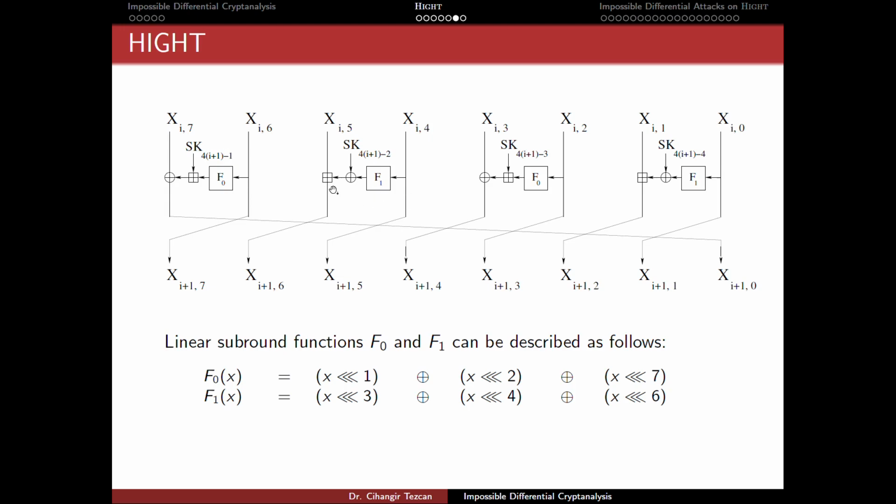Since you are mixing the modular addition with the XOR operation, if you have differences in terms of XORs, then those differences would behave differently after this modular addition. So the nonlinear operation in this cipher comes from modular addition. As you can see, this is a very simple design. This is why we call it a lightweight design.